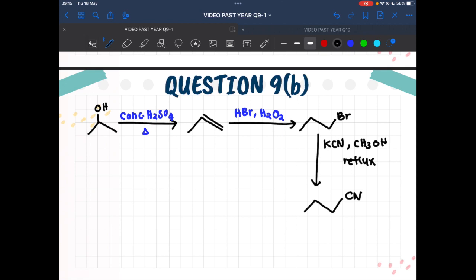So daripada dah hasilkan nitrile compound, kita boleh convert dia kepada carboxylic acid by using hydrolysis lah. So CN itu akan bertukar jadi COOH. So this is the pathway that you can take to convert 2-propanol into butanoic acid.